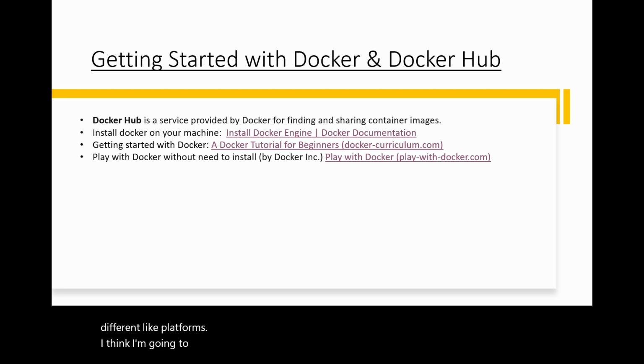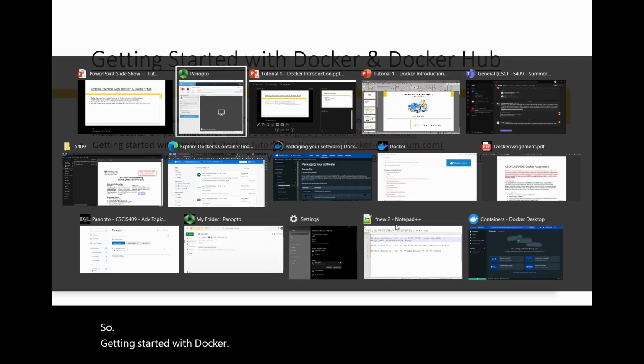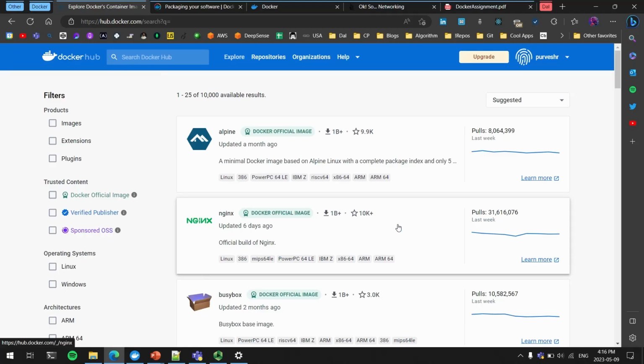So, getting started with Docker. Here you can see Docker Hub. Basically it is like a repository for images. Just like GitHub where you store your code repos, on Docker Hub you store your images, and you can use other services also. Like in AWS there is ECR, and in GCP there is Artifact Registry, which also do the same thing. So they are alternatives to this.